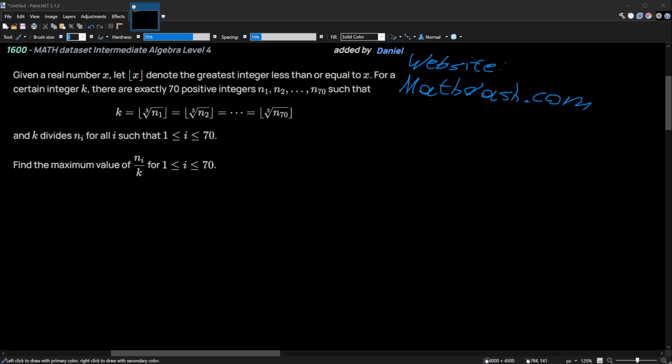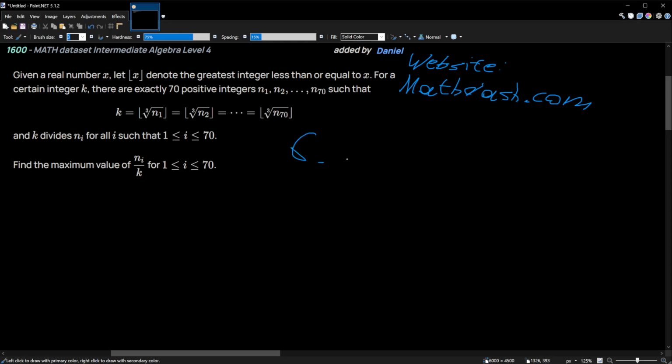So here I have this problem I found that states, given a real number x, let floor of x denote the greatest integer less than or equal to x. So if you have 6.4, that turns into 6. If you have 5.6, that turns into 5, etc. Right? Kind of just rounding down.